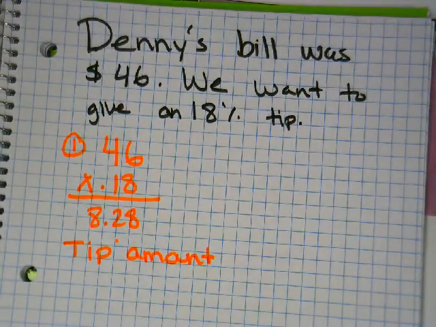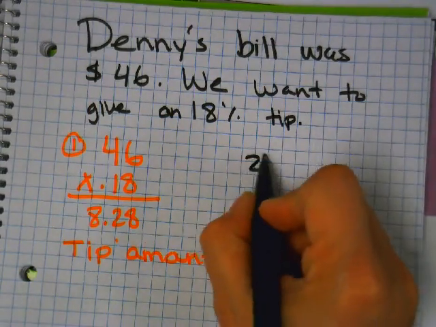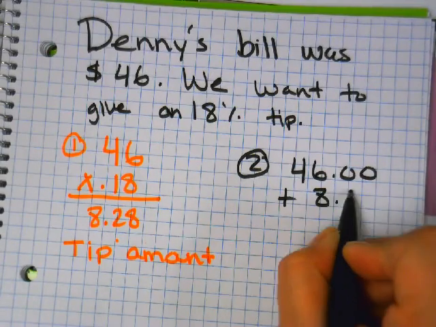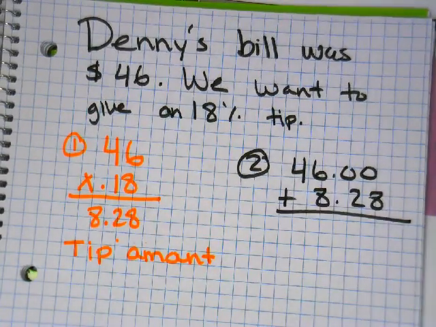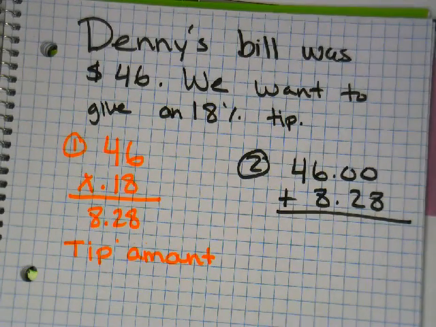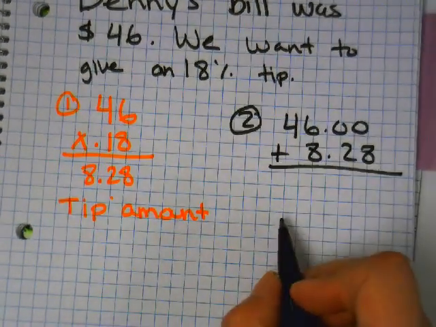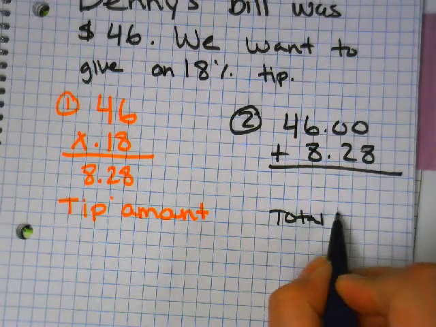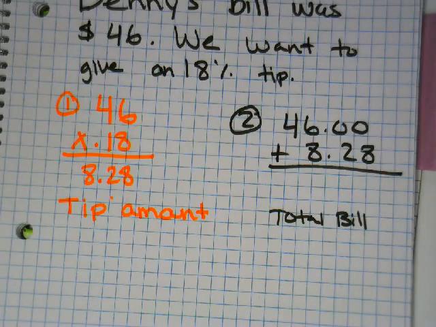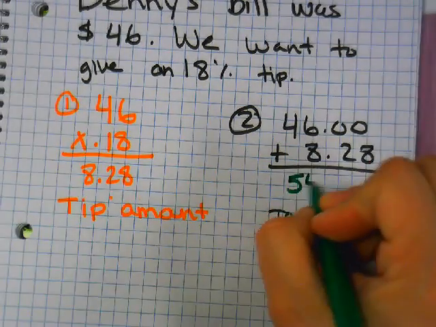Okay, what's our second step? Add. So $46 plus $8.28. Add it with the calculator. Add it on paper. This is called your total bill. So how much did I really spend on pancakes, eggs, bacon? $54.28.